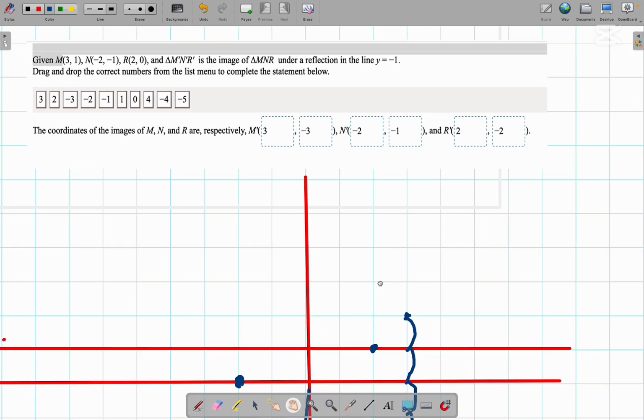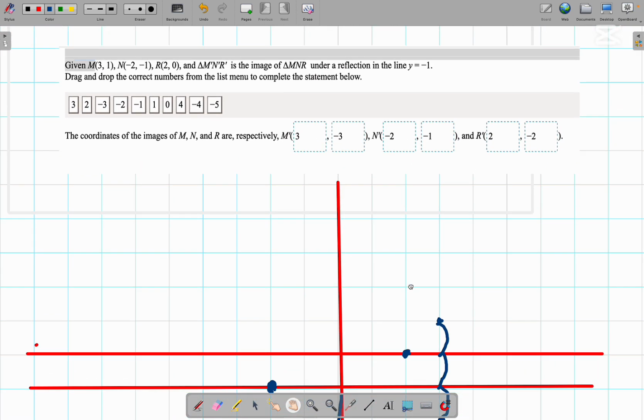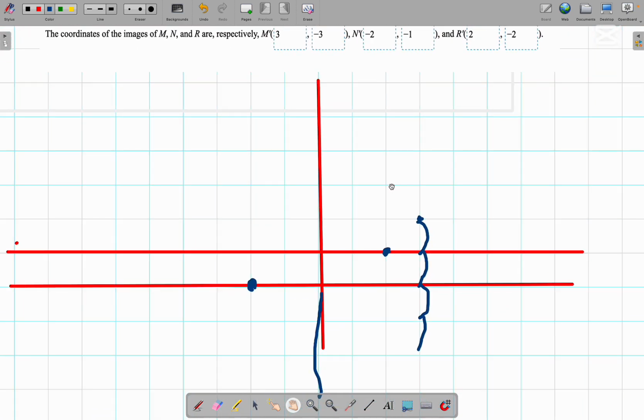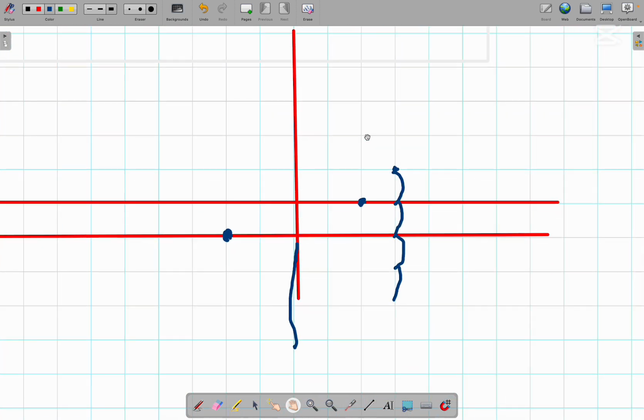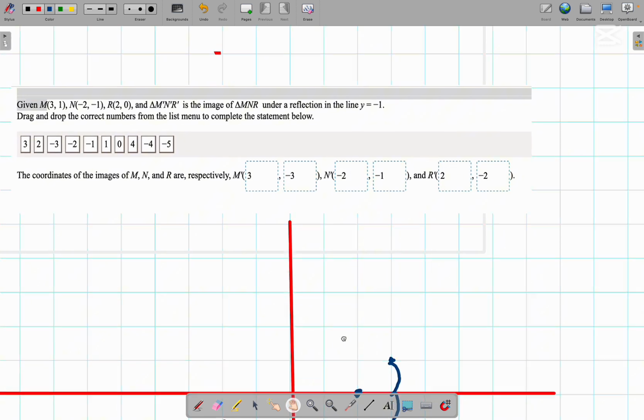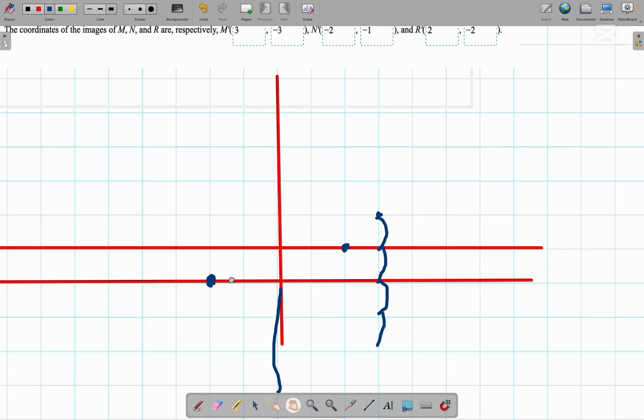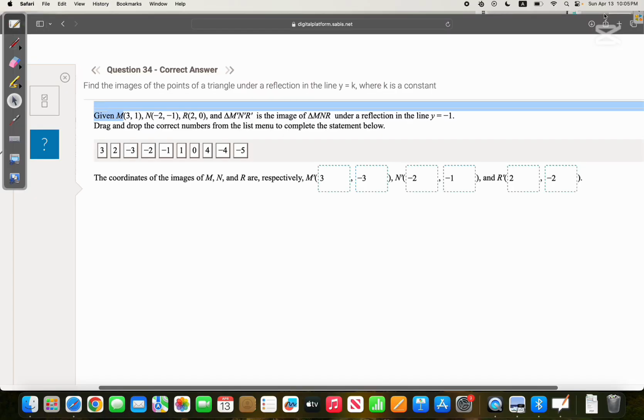Okay, and since N is already at the axis of reflection, the coordinates don't change, it just stays the same. And then R is 2, 0. So let's see how many units away from the axis of reflection. 1. Okay, and then we need to move 1 more, so it will be here. So these are the points for the new image.